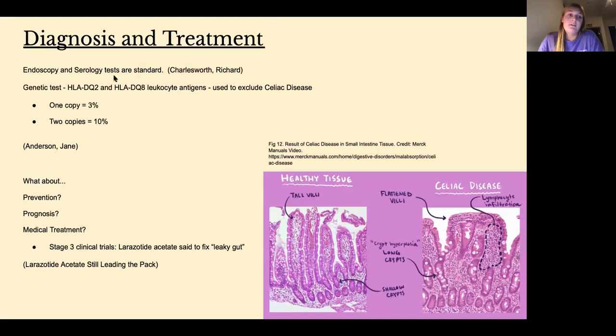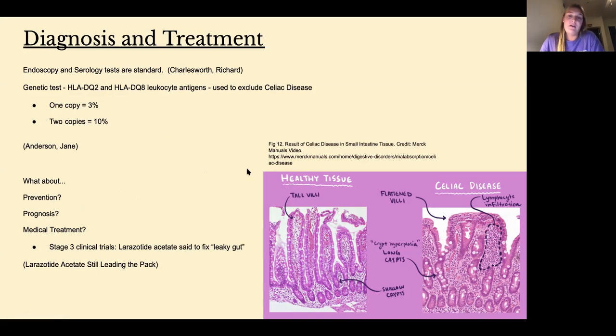Diagnosis and treatment. An endoscopy and serology test are standard. Endoscopy is going to take a biopsy of the small intestine. A serology is a blood test. There are genetic tests. If you have one copy of one of these genes, you have about a 3% chance of celiac. If you have two copies of either of these genes, about a 10% chance of celiac. Prevention is genetic, so it's predisposed, and it's going to be hard to prevent something like that.